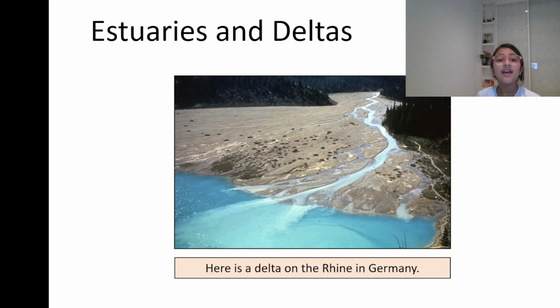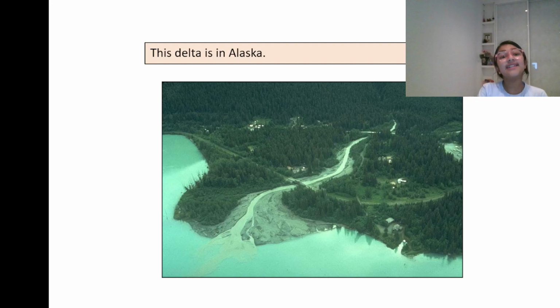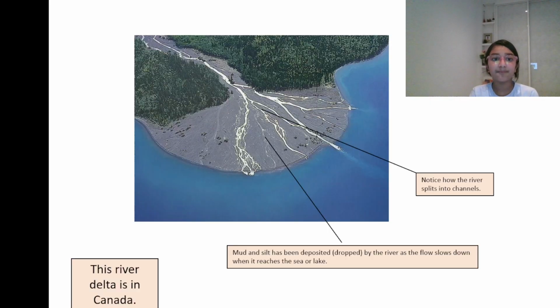Estuaries and deltas. Here's the delta on the Rhine in Germany. So as you see, it kind of meanders and then it paves its own way. It's kind of like they don't want to be a follower to someone else, so they take their own path in life. And that's what you should do too. This delta is in Alaska. A lot of greenery surrounding it.